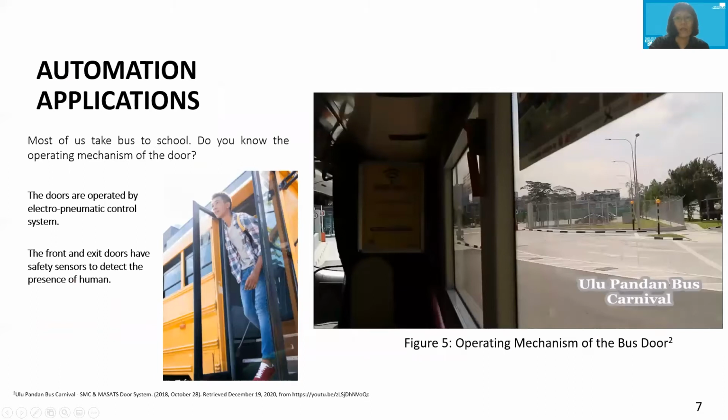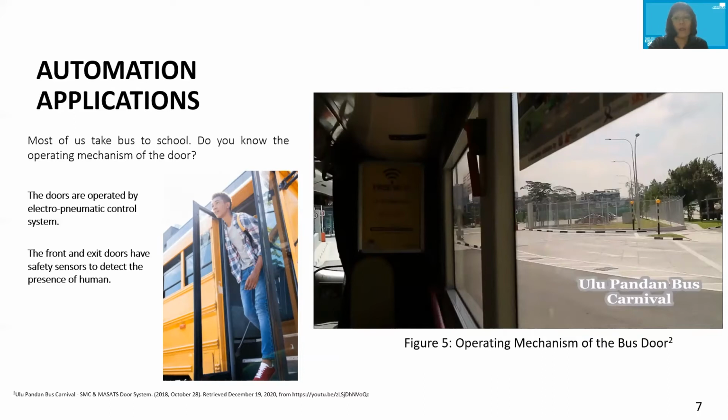In our daily life, we often take the bus to work or to school. Did you notice the operating mechanism of the door? Well, they are operated by electro-pneumatic control. Electro means electrical, and pneumatic, as I mentioned earlier, is compressed air. All the doors have safety sensors to detect the presence of humans. Hence, if there's someone standing in between the door, it will not close because of the sensor.